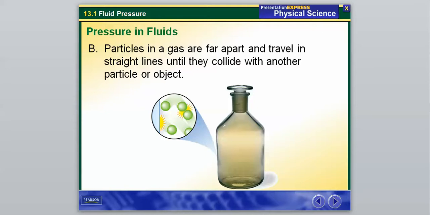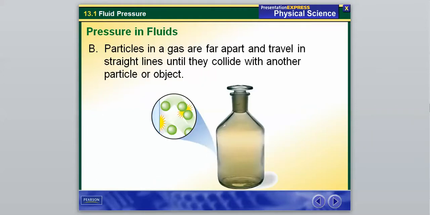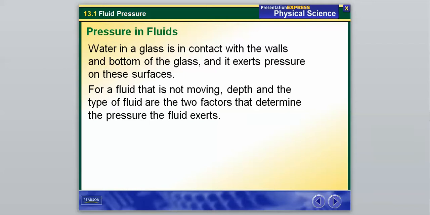object. Remember, we said pressure inside of a closed container is actually because of the collisions of the particles with the wall. So, quick review: particles in a liquid are tightly packed, but they can slide past one another. Gas particles are more spread out, and they just bounce around until they collide with one another. And so because of this, water in a glass is in contact with the walls and the bottom of the glass, and it exerts a pressure on these surfaces.